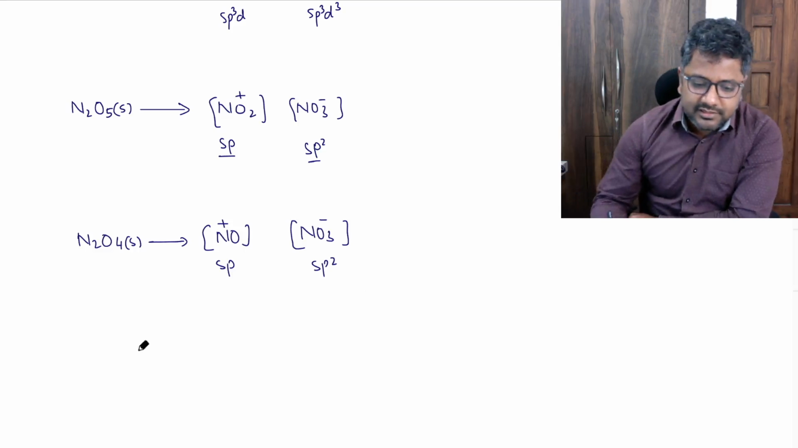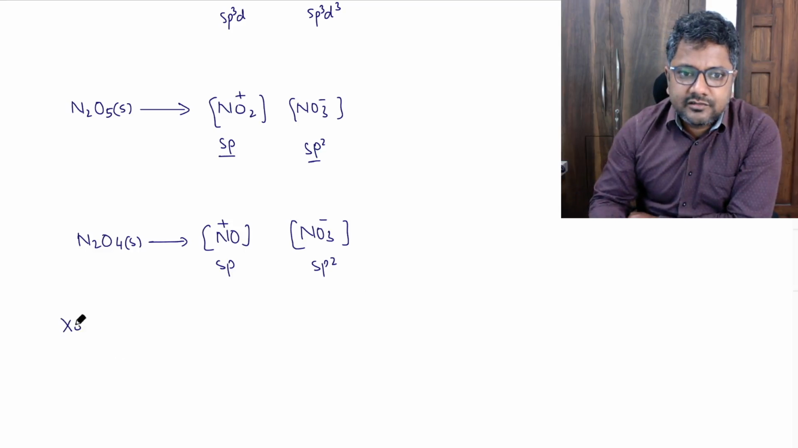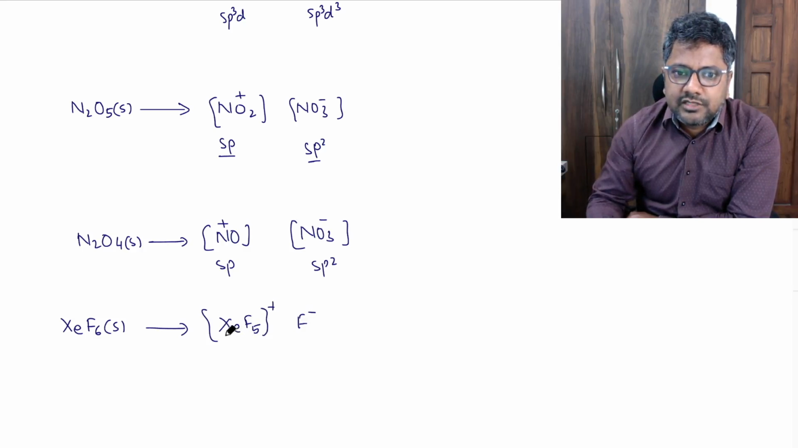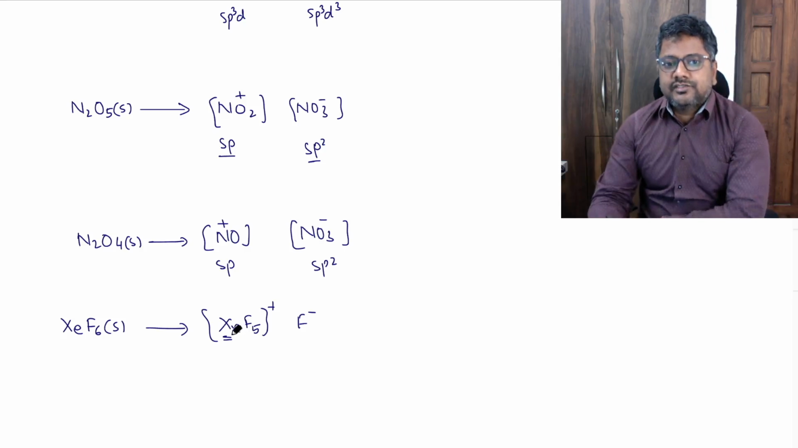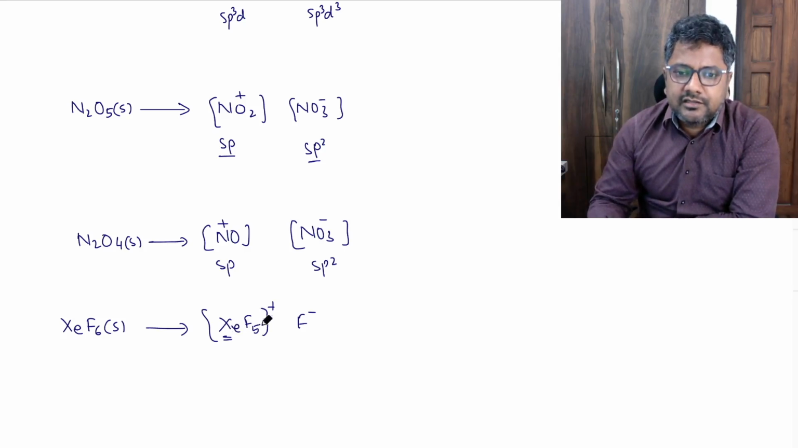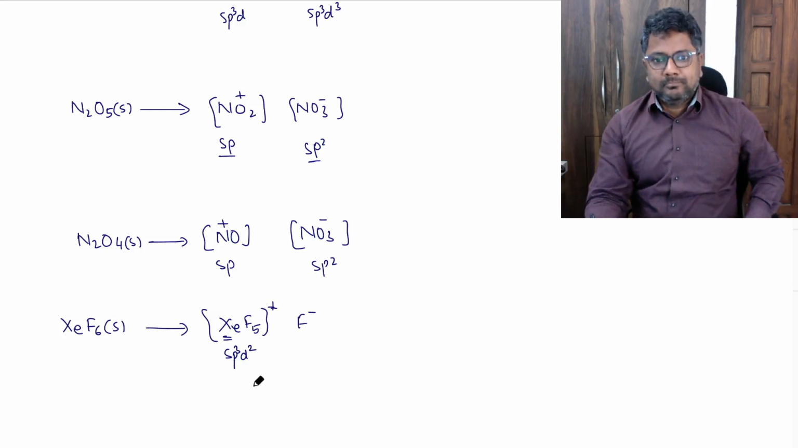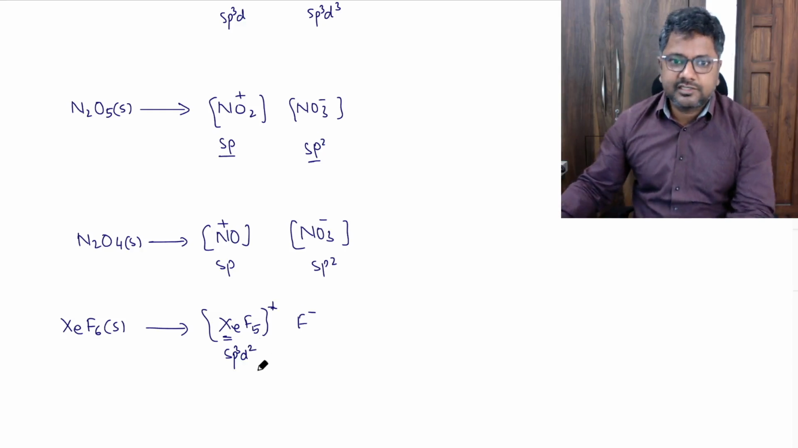Similarly, if you have XeF6 solid, it is given that you will get XeF5 plus and F minus, right? So you have to report here. So it is 8, 8 and 5, 13, 13 minus 1, so 12, so this is sp3d2, right? sp3d2.